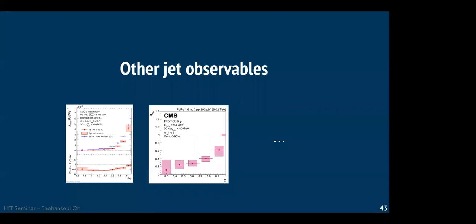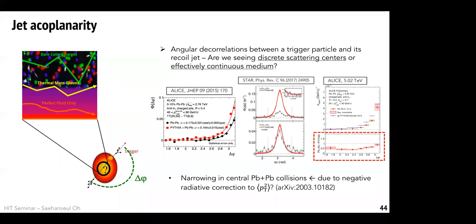So now let's go to the last part of my talk, other jet observables. I prepared only a few slides. The first is jet acoplanarity. Jet acoplanarity is about angular decorrelation between a trigger particle, which is shown here, and its recoil jet. So we measure the delta phi. By looking at the angular decorrelation, or jet acoplanarity measurement, are we seeing discrete scattering centers or an effectively continuous medium? So this can really tell what the microstructure of the QGP is.